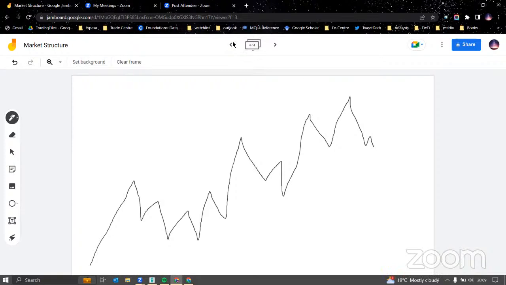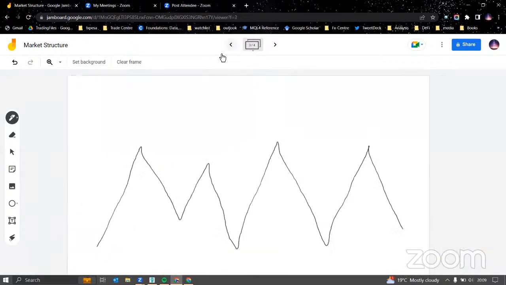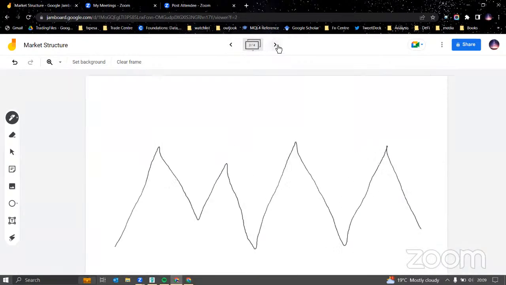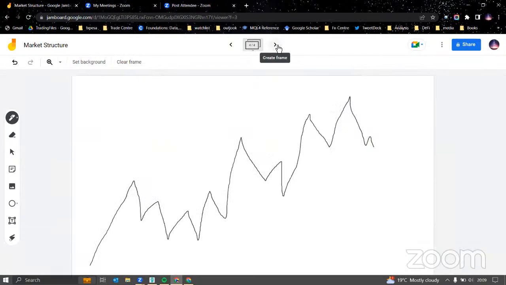It won't look like this. This is very simplified. So the question now is, how do I know what to choose as my higher high, my higher low? And how do I even use this as market structure if it doesn't make sense at all?